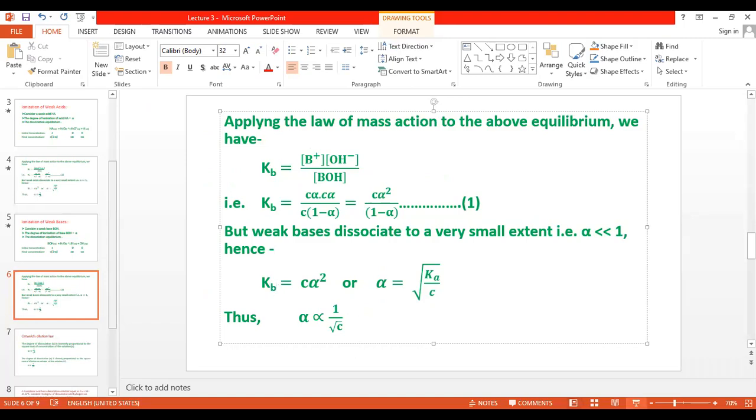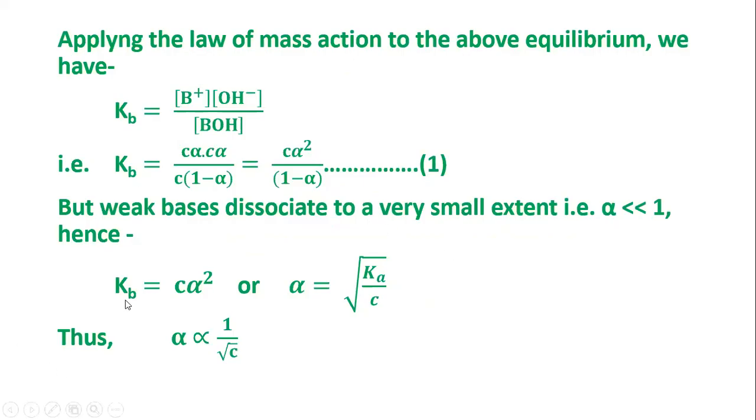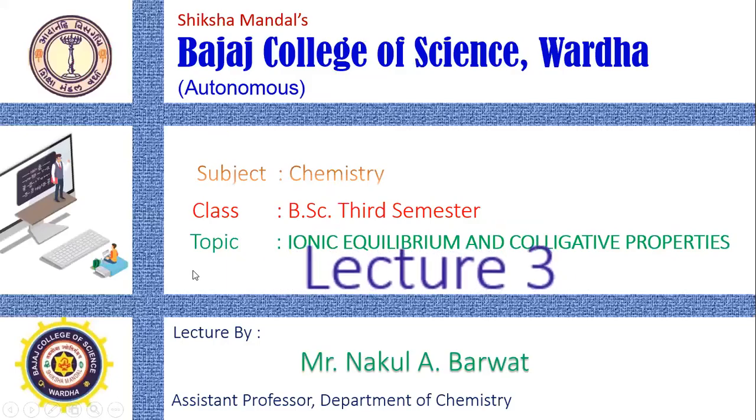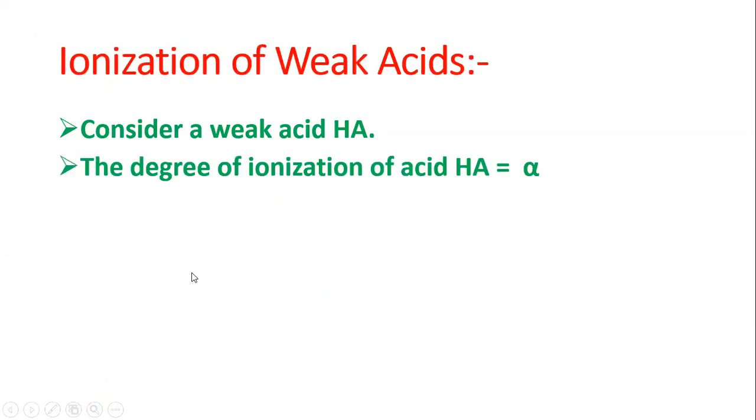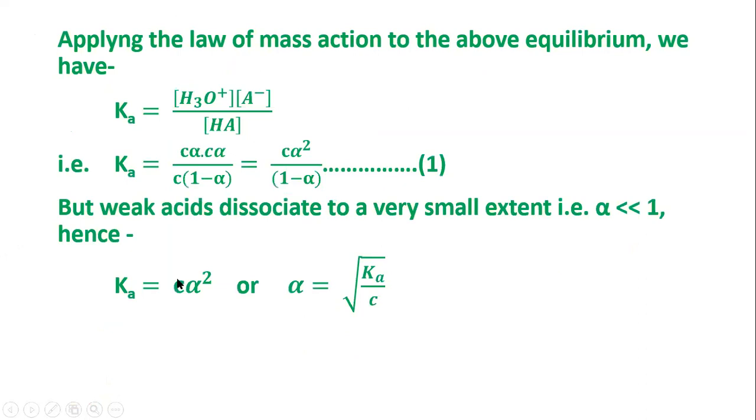Kb, that is the dissociation constant of the weak base BOH, is equal to C alpha square. So this is the simplified equation for the dissociation constant of the weak base. A similar equation we obtained for the dissociation constant of the weak acid also. The only difference is that there it is Ka, the dissociation constant of the weak acid.